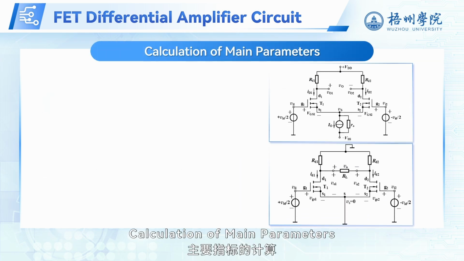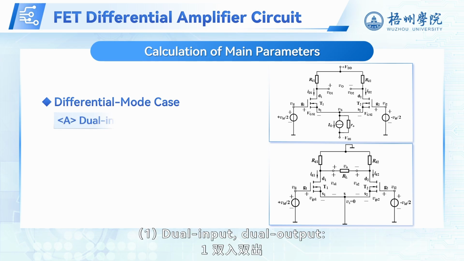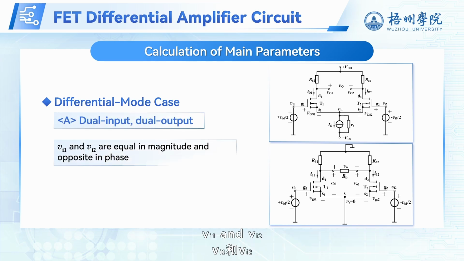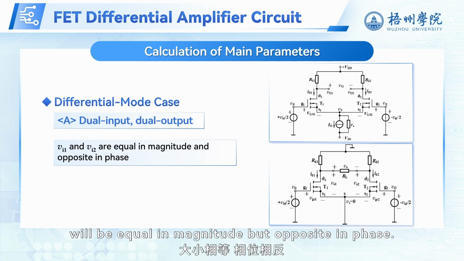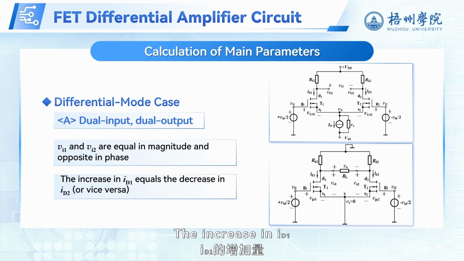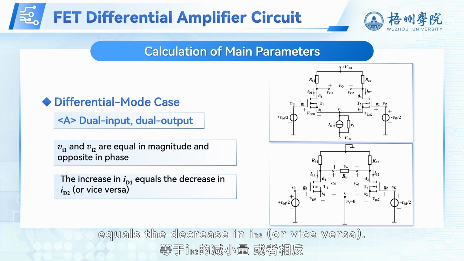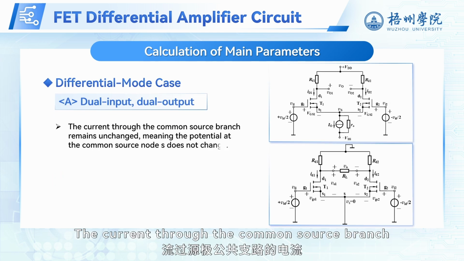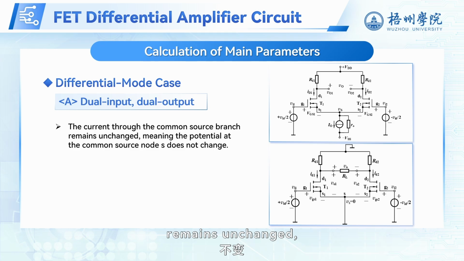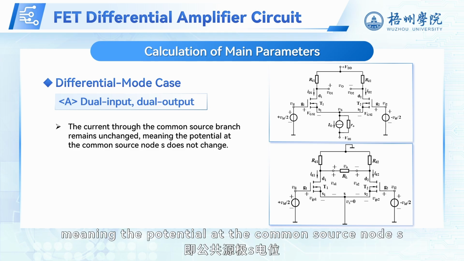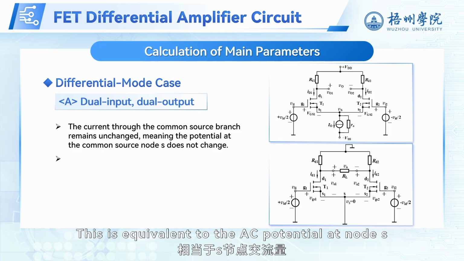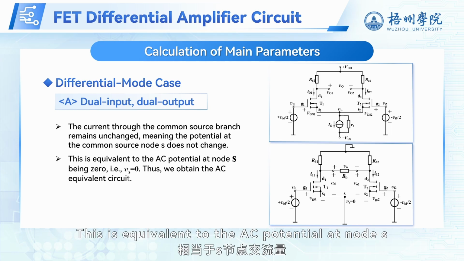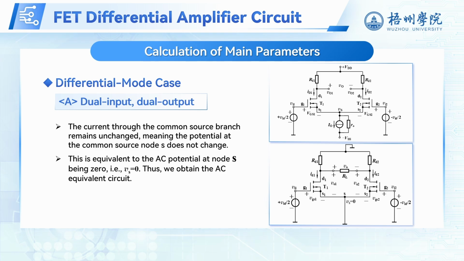Calculation of main parameters. Differential mode case. 1. Dual input, dual output. V sub I1 and V sub I2 will be equal in magnitude, but opposite in phase. The increase in I sub D1 equals a decrease in I sub D2, or vice versa. The current to the common source branch remains unchanged, meaning the potential at the common source node S does not change. This is equivalent to the AC potential at node S being 0, i.e., V sub S equals 0.